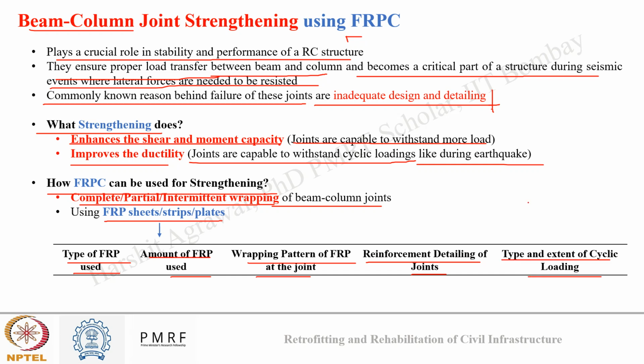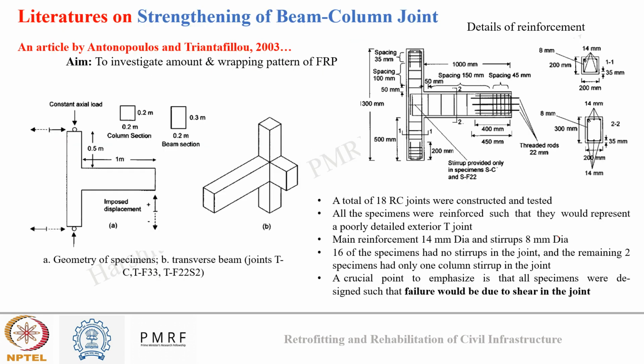Okay, so let's see some literature on this also, so that we can understand how different factors affect the strengthening of beam column joints, and how we can quantify how they are improved by FRP. That also we will understand. Okay, so this was the first article, which was published in 2003.